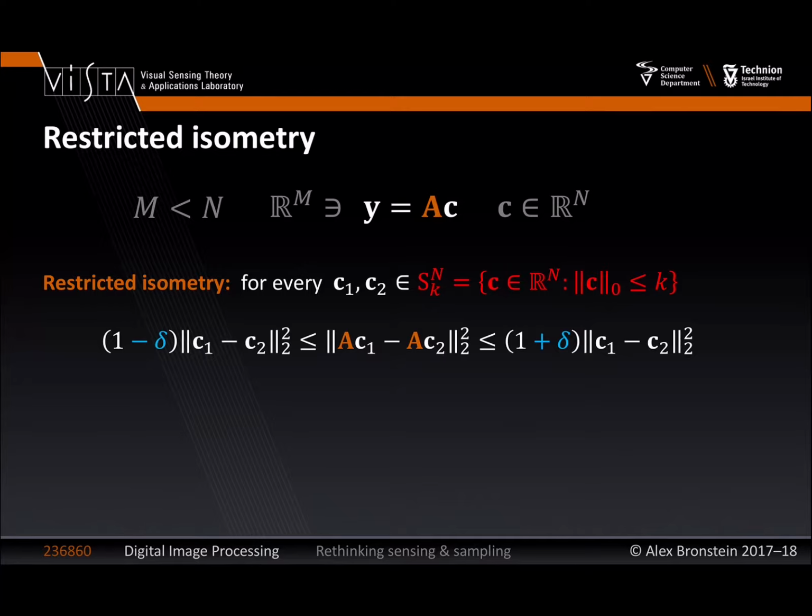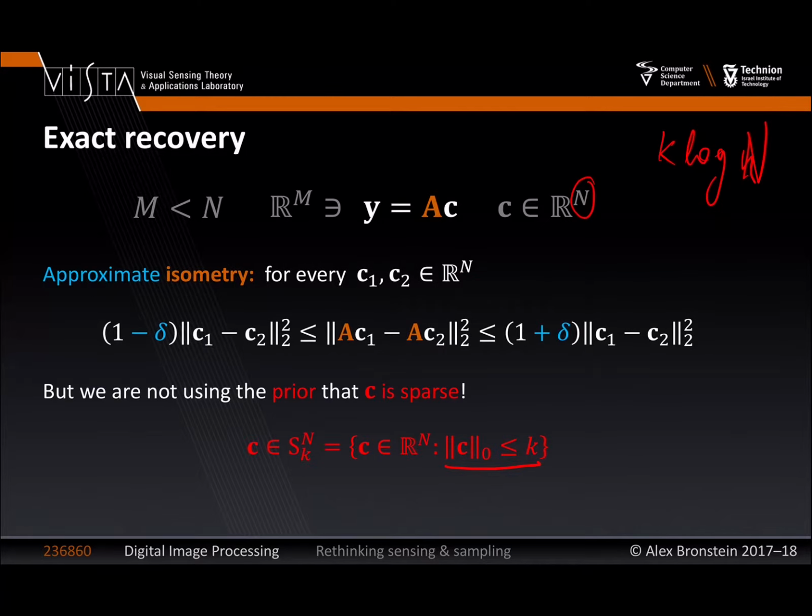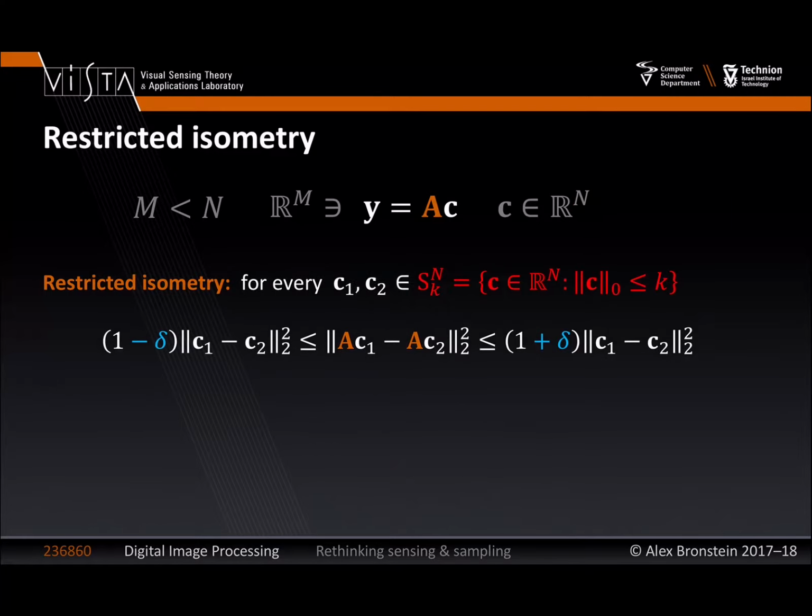So basically, what I would like to do is to replace my approximate isometry, which of course doesn't hold for this underdetermined system, by a restricted isometry. So I don't care for A to be isometric on any vectors. I care for it to be approximately isometric for sparse vectors. Okay?